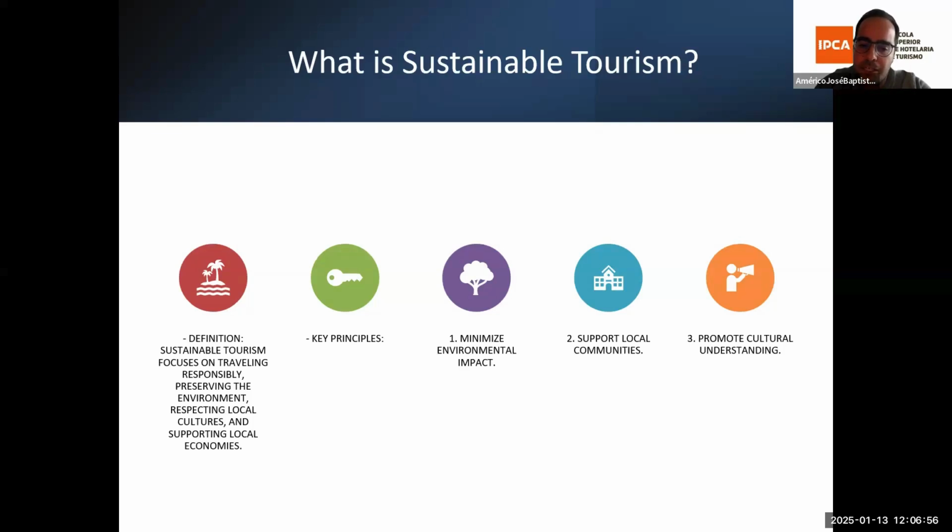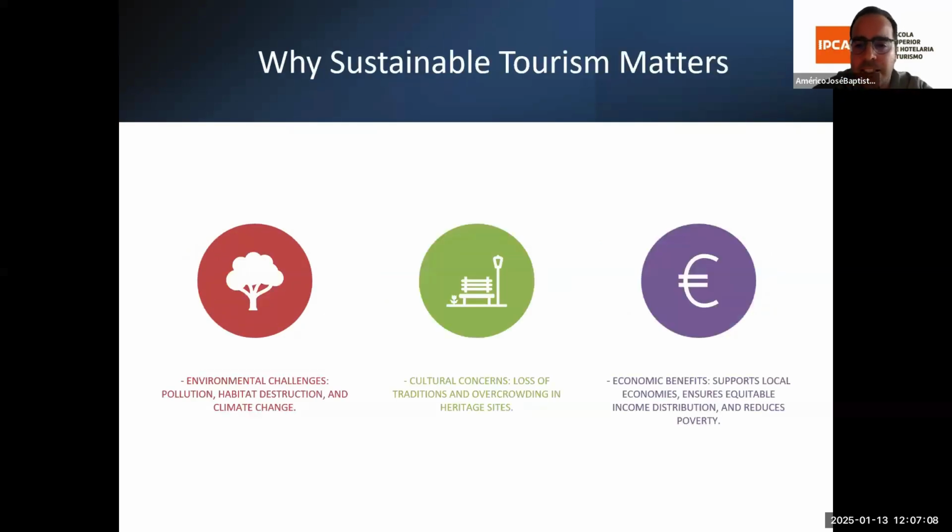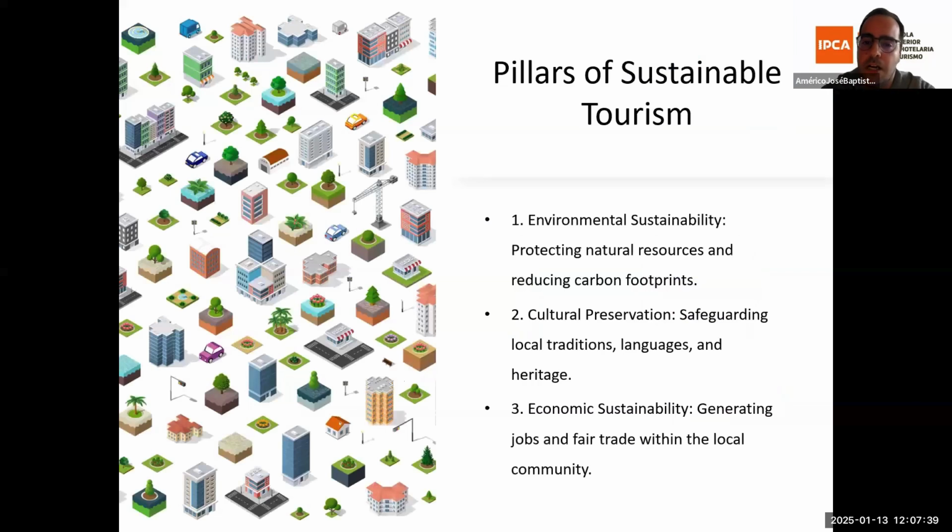Sustainable tourism has key principles. The principles are to minimize environmental impact, support local communities, and promote cultural understanding. Why does sustainable tourism matter? Because of environmental challenges like pollution, habitat destruction, and climate change; cultural concerns like loss of traditions and overcrowding in heritage sites; and because there are many economic benefits, like supporting local economies, ensuring equitable income distribution, and reducing poverty.